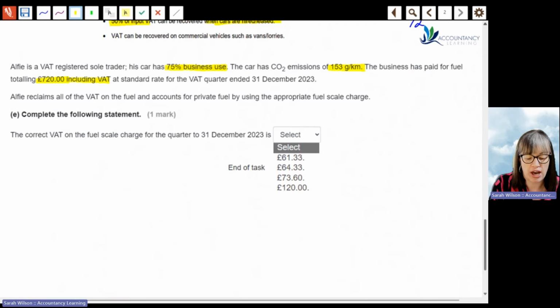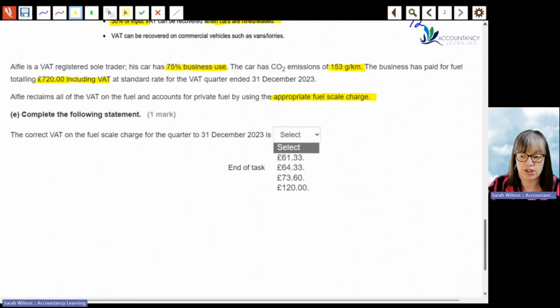Then we're told that Alfie reclaims all of the VAT on the fuel and accounts for private fuel by using the appropriate fuel scale charge. And the question asks us to complete the following statement. The correct VAT on the fuel scale charge for the quarter to 31st of December 2023 is, and then we're given some options. So we need to have a look at the fuel scale charge here.